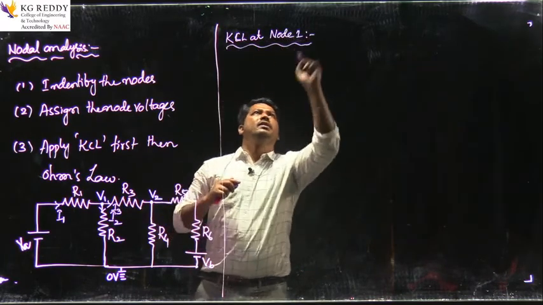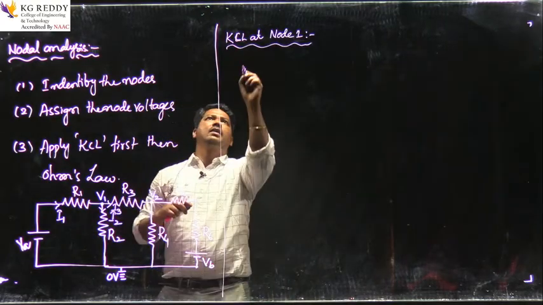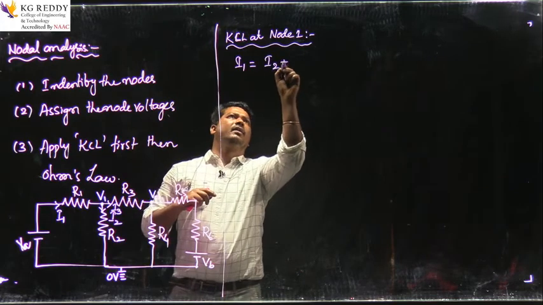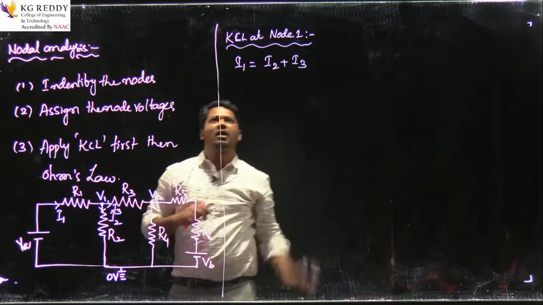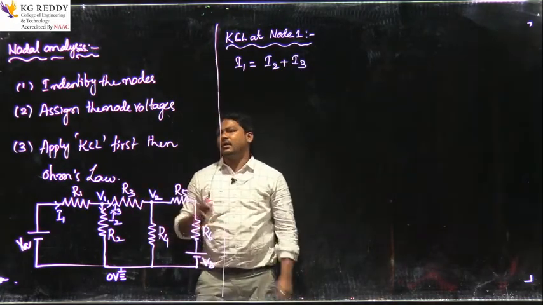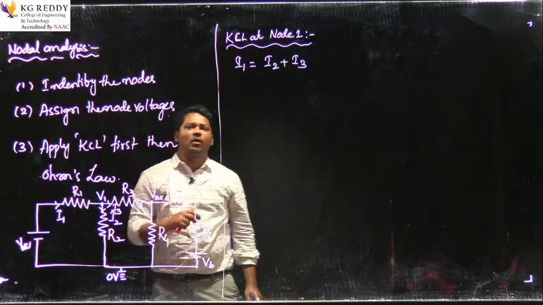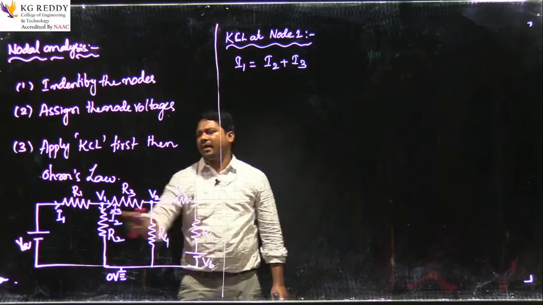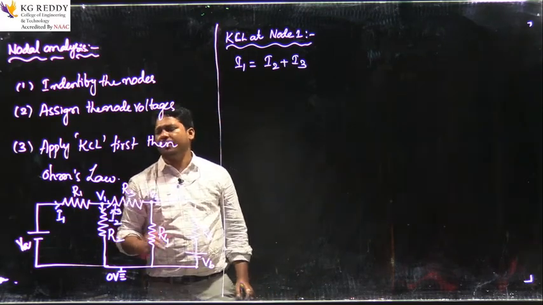So KCL at node 1. Here I1 is the entering current, that is equal to the leaving currents I2 plus I3. Once I have applied the KCL, then I need to apply Ohm's law. Ohm's law is V equals IR. From that equation, I will write the current as I equals V by R.